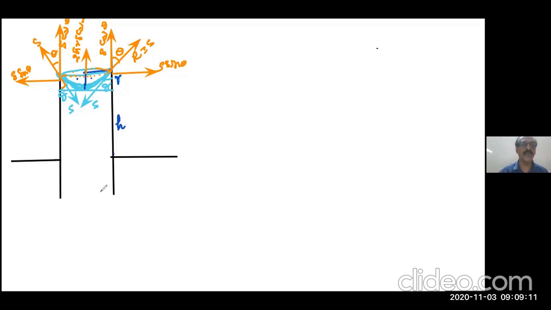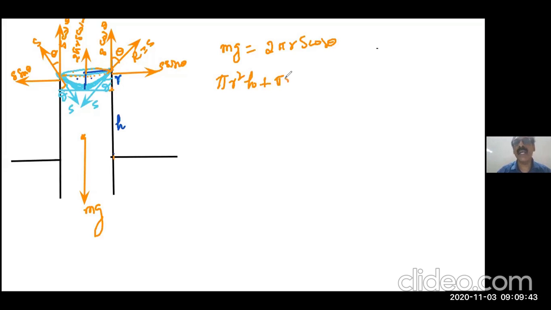Now this upward force is equal to the weight acting downward. Weight acting downward, that is mg. Now when these two are equal, it is in equilibrium. This is what we are going to study here. So mg is equal to 2 pi r S cos theta. mg is equal to pi r squared h, the liquid volume, plus this region we need, that is pi r squared into r. But from that, this hemisphere you have to subtract.